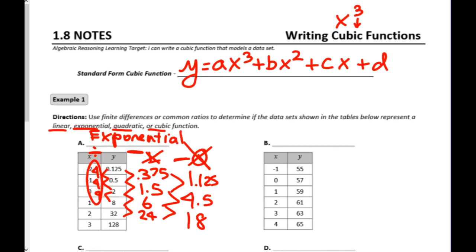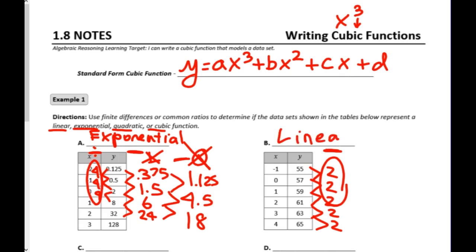All right. Next one. 57 minus 55 is 2. 59 minus 57 is 2. Already, I can tell, okay? But if you keep going, you'll also get the same, right? If the first difference is the same, that is linear, right? So again, for B, linear because of the first difference being the same.